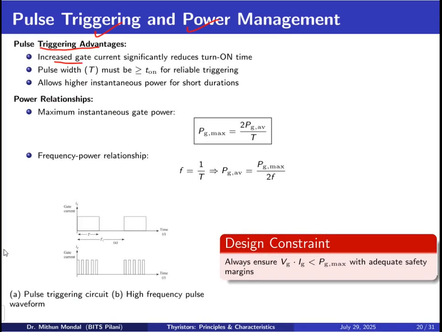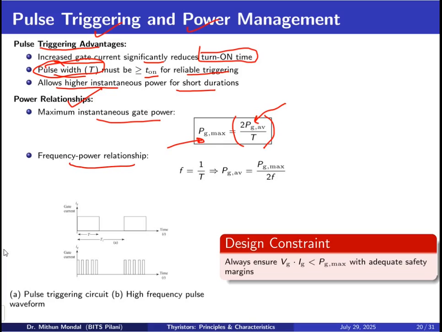When you increase the gate current, it will significantly reduce the turn-on time, and the pulse width must be greater than the on time of the thyristor for reliable triggering. It allows for higher instantaneous power for short duration. Power relationship: the maximum instantaneous gate power PG max is basically 2 times the PG average divided by the total pulse width T.